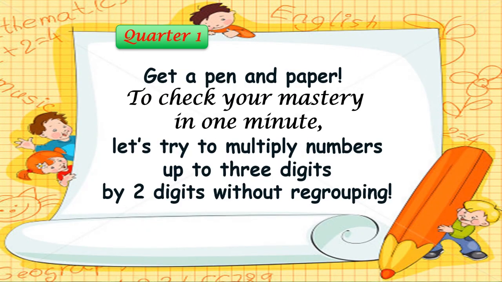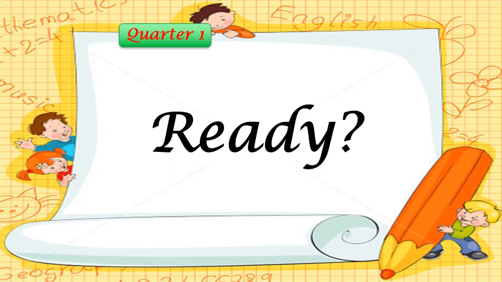Get a pen and paper. To check your mastery in 1 minute, let's try to multiply numbers up to 3 digits by 2 digits without regrouping. Ready?